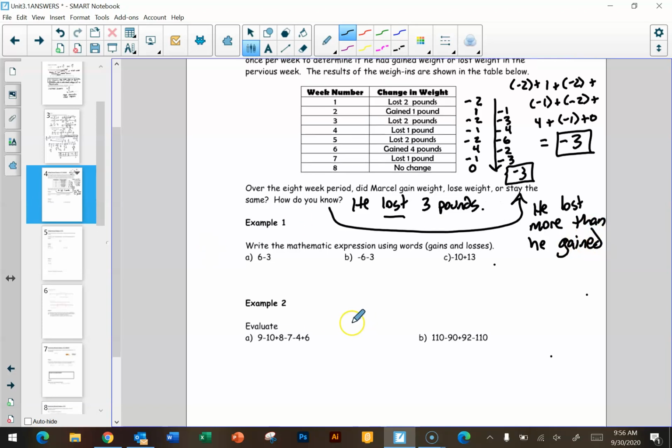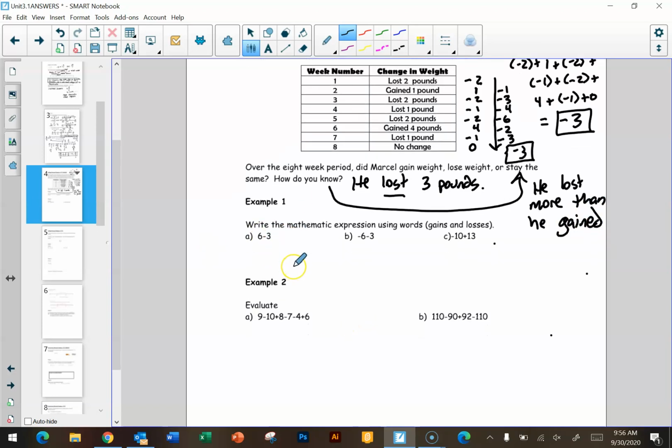So it asks us here to write these mathematical expressions using words like gains and losses. Okay, so started at 6 and then minus 3, which means, okay, if that's a loss, a loss of 3. Okay. Next one, -6 minus 3. It's still a loss of 3. I'm not considering the final answer. I'm just saying what's happening in the second part of this.